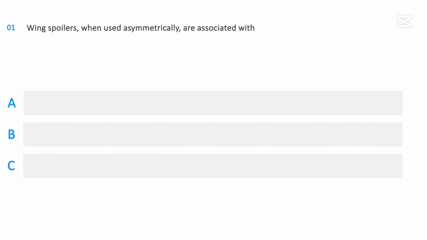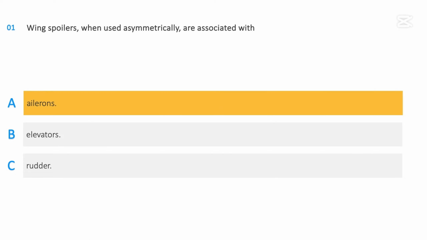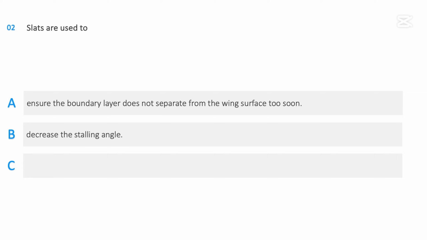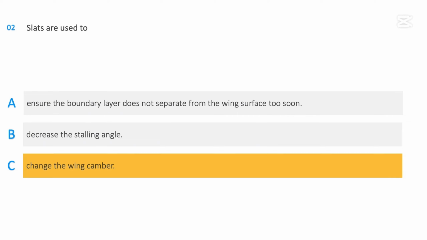Wing spoilers, when used asymmetrically, are associated with ailerons, elevators, rudder? The correct answer is ailerons. Slats are used to ensure the boundary layer does not separate from the wing surface too soon, decrease the stalling angle, change the wing camber? The correct answer is change the wing camber.